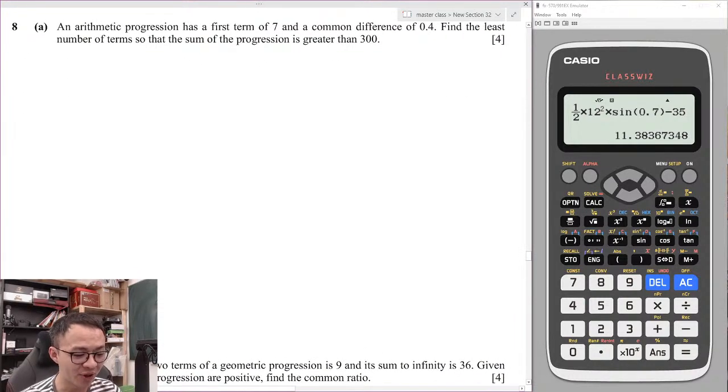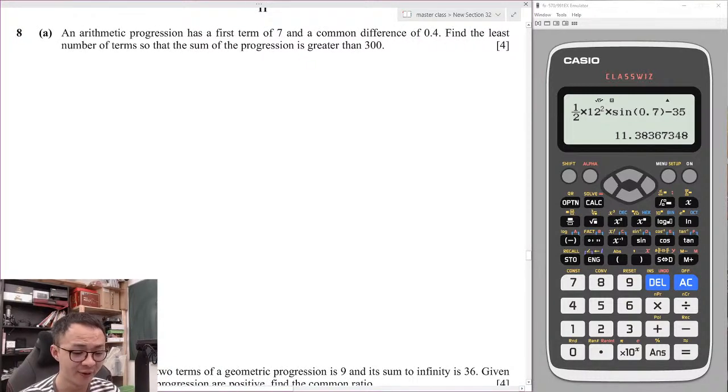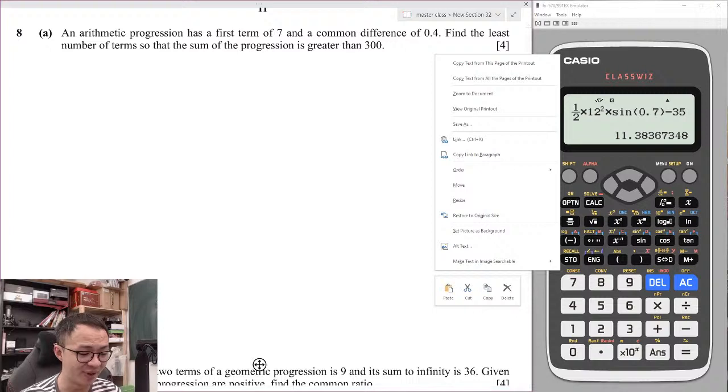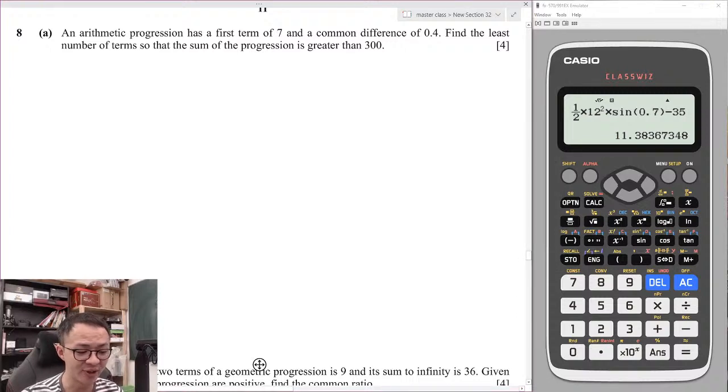An arithmetic progression has the first term of 7 and common difference of 0.4. Find the least number of terms so that the sum of the progression is greater than 300. So I know this is what they want: they want Sn is bigger than 300. And then I will explain about the least number at the end, but not now.